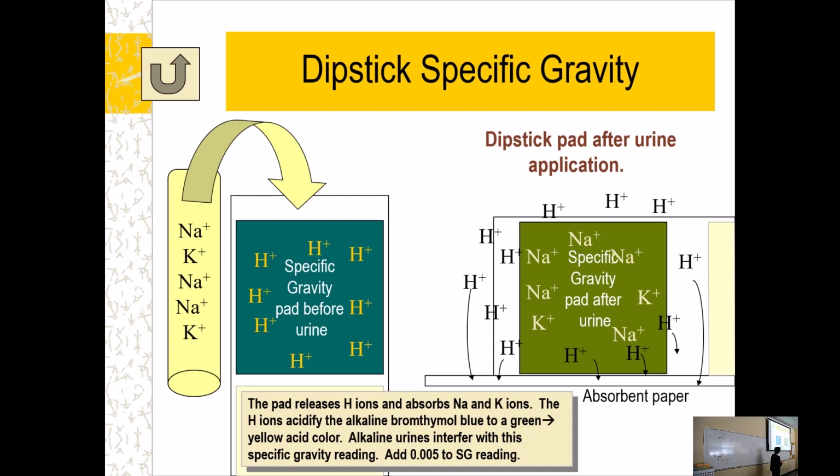The alkaline urines interfere with this testing. So if you have a super alkaline urine, if you dip the urine and your pH is 8, it actually affects this pad, in which case we have to add 0.005 to the specific gravity reading of the dipstick.